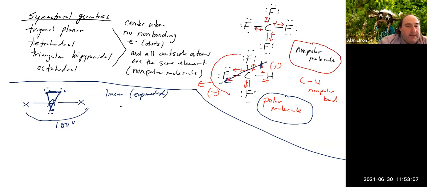octet linear. If you have this geometry and both of these guys, the X's, are the same, it is going to be nonpolar, because essentially what you have is a straight line. And if you have both of those things the same, they're going to cancel each other out. The non-bonding electrons also sort of cancel each other out as well. So that's an exception to our symmetrical geometries where you actually do see dots, but it will be nonpolar as long as those guys are the same.